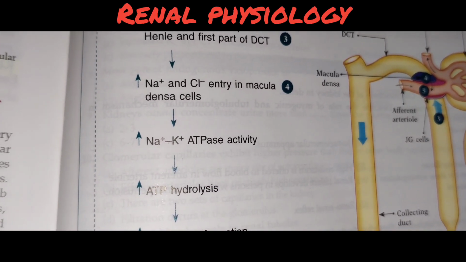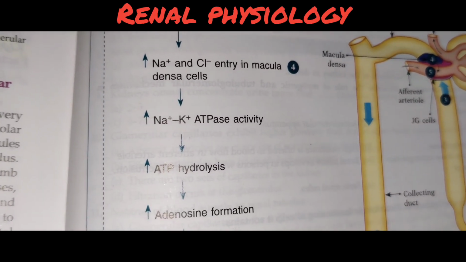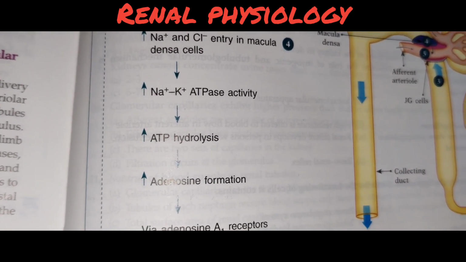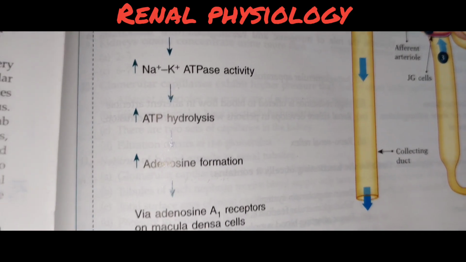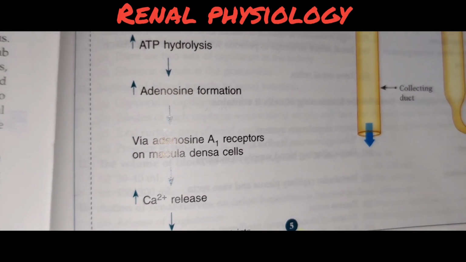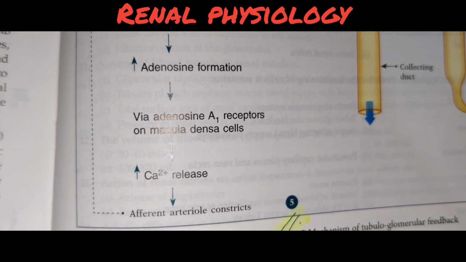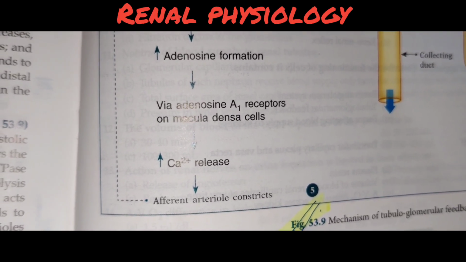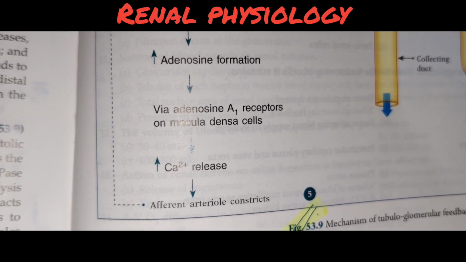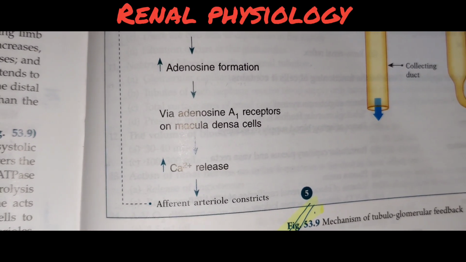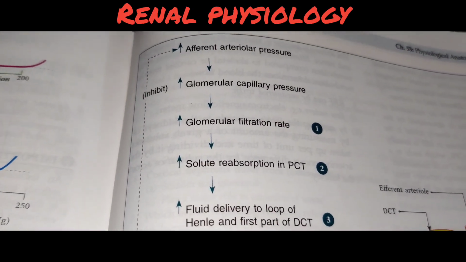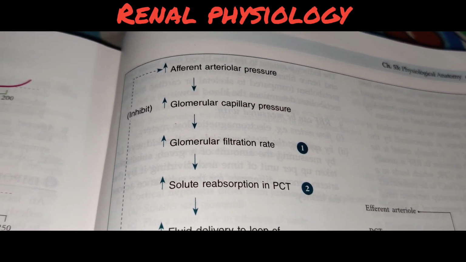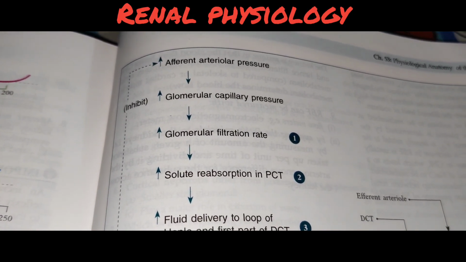And this increased sodium will increase the sodium potassium ATPase activity, which will lead to ATP hydrolysis, as the name suggests, ATPase. And due to breakdown of ATP, more adenosine will be formed, and this adenosine via the adenosine A1 receptor will increase the calcium release, and this calcium will go in the smooth muscle of the afferent arteriole, and calcium will cause its constriction. Due to this constriction, it will inhibit the increase in the afferent arteriolar pressure, and thus the GFR will decrease.